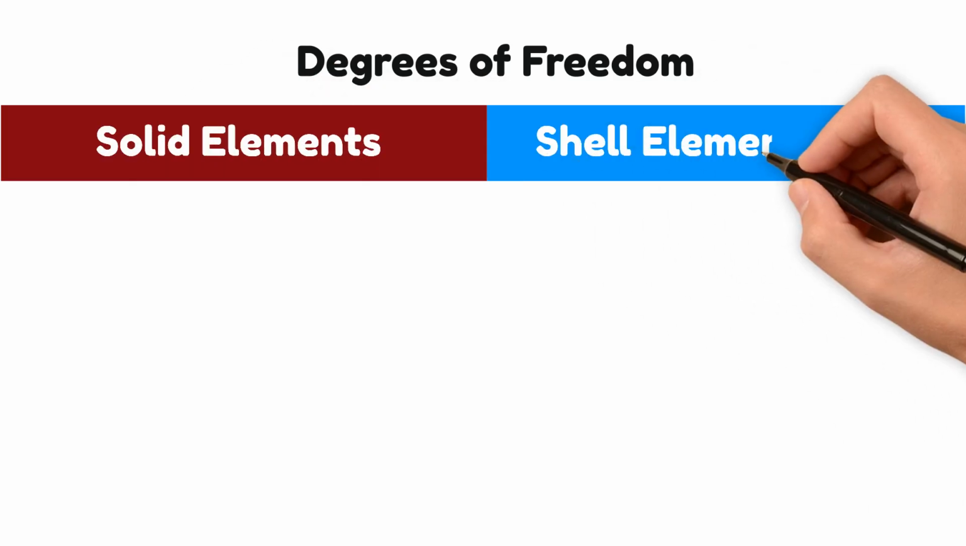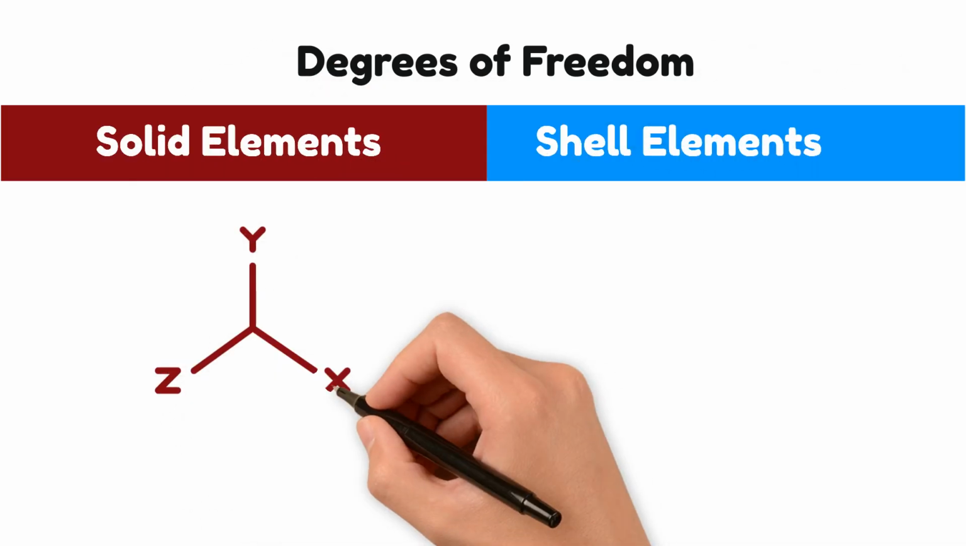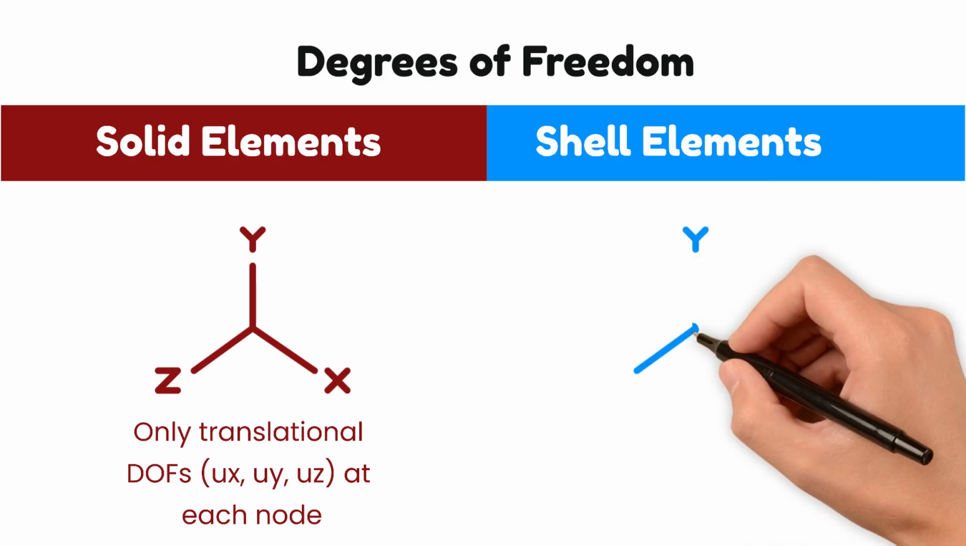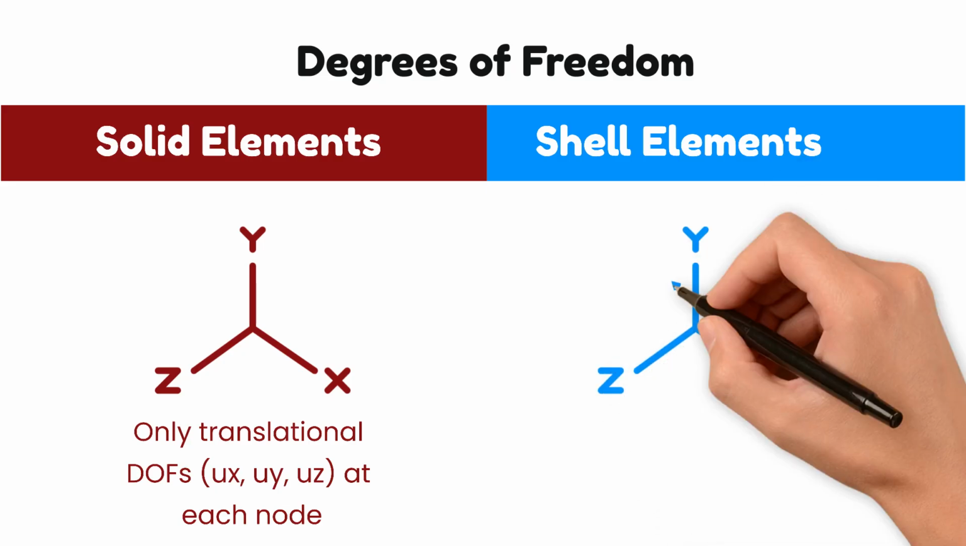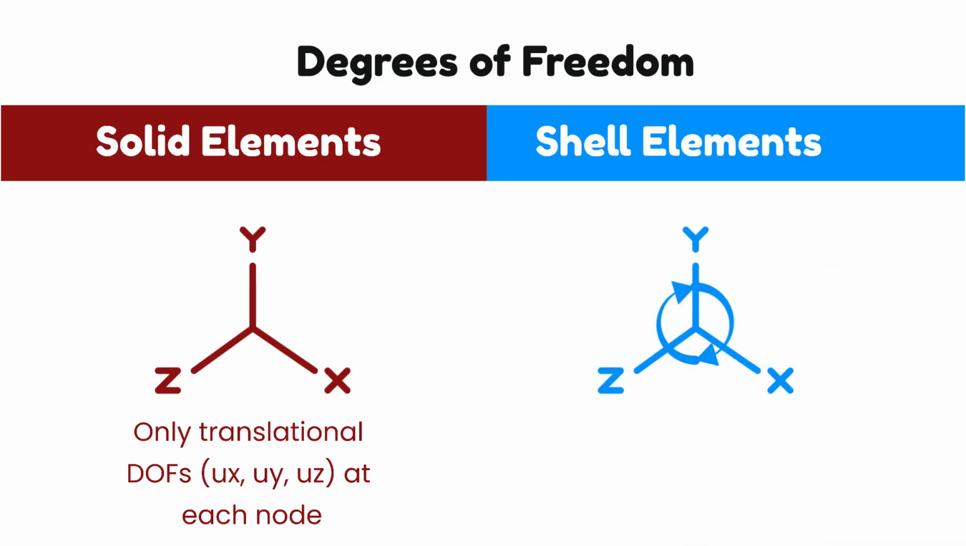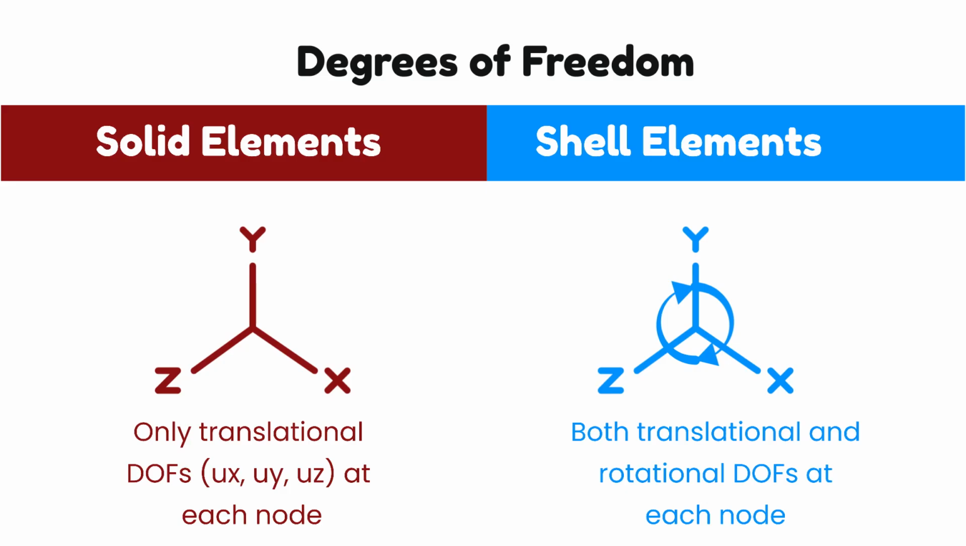Now, let's talk about degrees of freedom, or simply how each node in your mesh can move. In solid elements, every node can only translate, meaning it can move in the x, y, and z directions. That's 3 degrees of freedom per node. There are no rotations here because solids are defined by their full 3D continuum. Rotations come naturally from how the element deforms in these 3 directions.